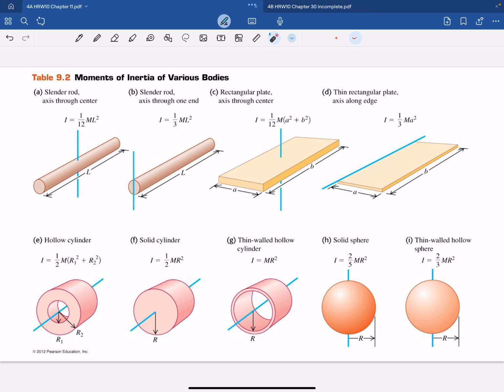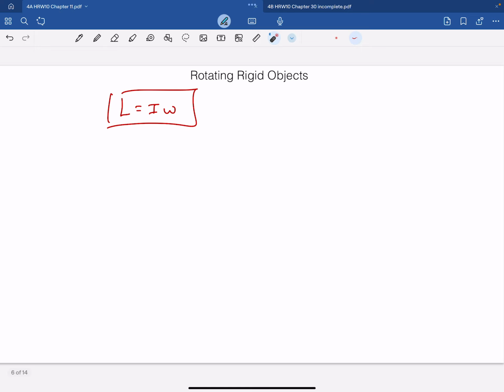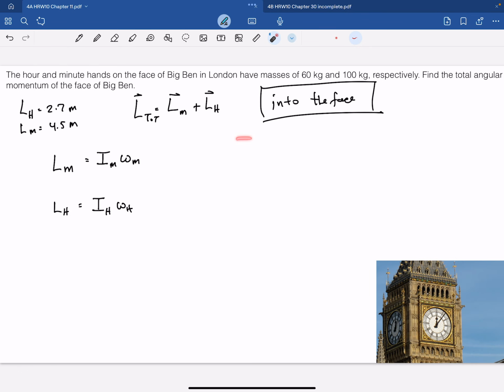And so we'll run with this one, 1/3 ml squared. When you're in doubt between this one and this one, just go there. That's really all you need to do. Okay, so let's see here. We're going to go with the moments of inertia being 1/3 ml squared, and that's for both of them.